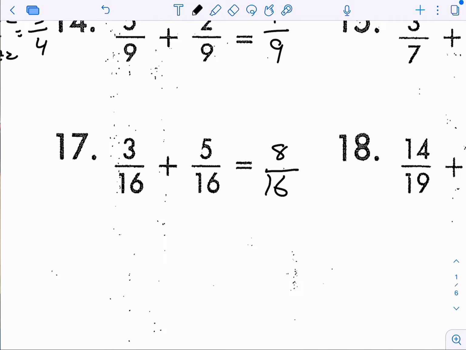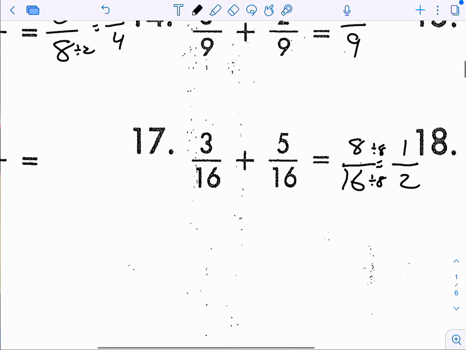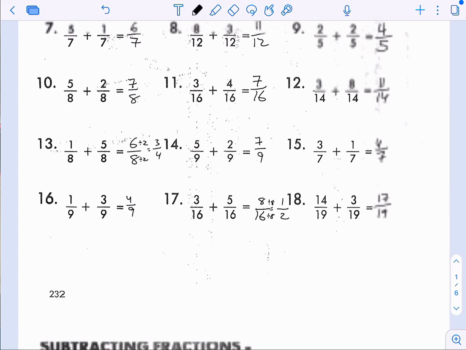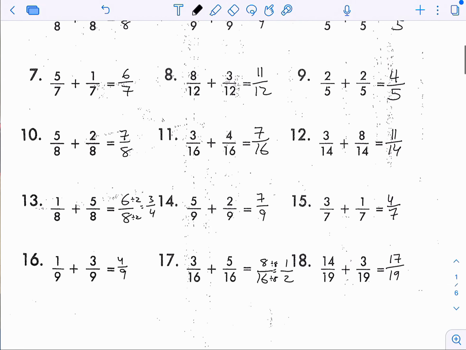8 over 16. So that one right there, boom, I know that 8 goes into 16. So I'm going to divide that by 8, and divide that by 8. That gives me 1/2. So this is 4 over 9. Okay, so then there's only the 2 that we had to reduce.